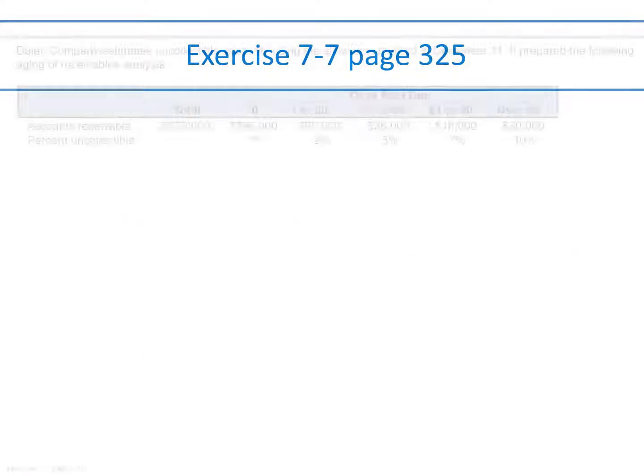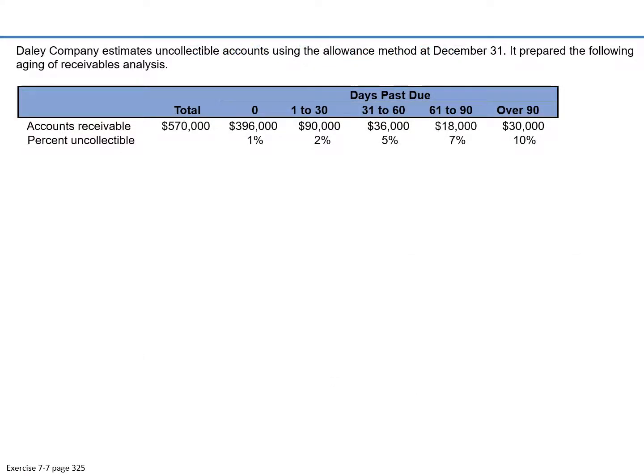Exercise 7-7. So Daly Company estimates uncollectible accounts using the allowance method.